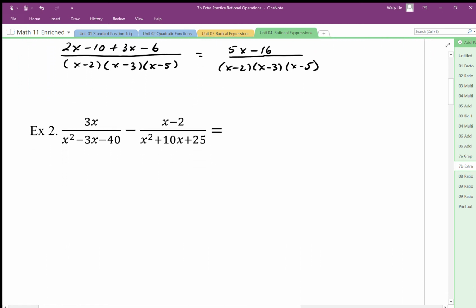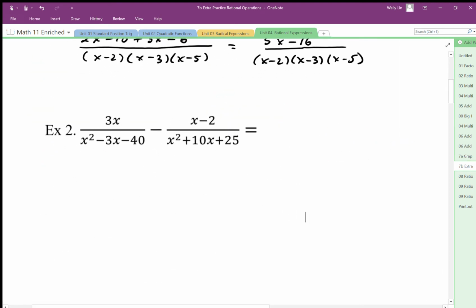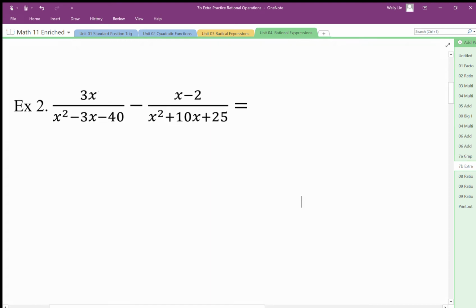So again, we want to factor. We need to know the multiplying pieces involved here. So we have 3x, and please do not do things like this where we have 3x and 3x canceling out. Okay, do not cancel out. One is a factor, the 3x in the numerator is a factor, this 3x is not a factor. So two numbers that multiply to negative 40 are going to be negative 8 and have a difference of 3 is positive 5.